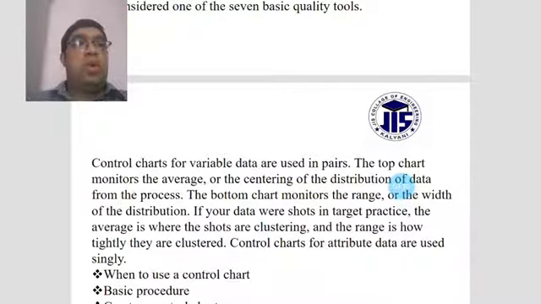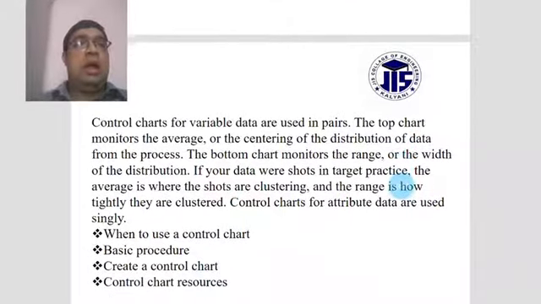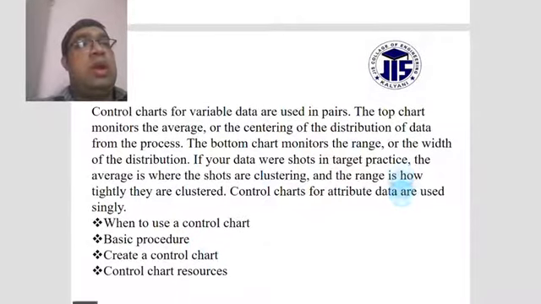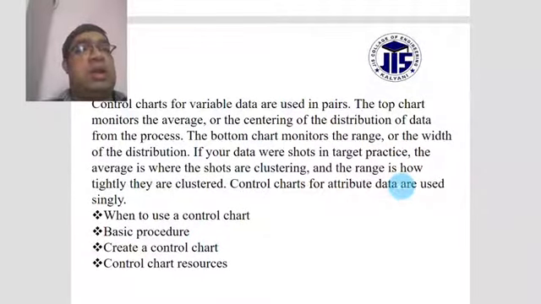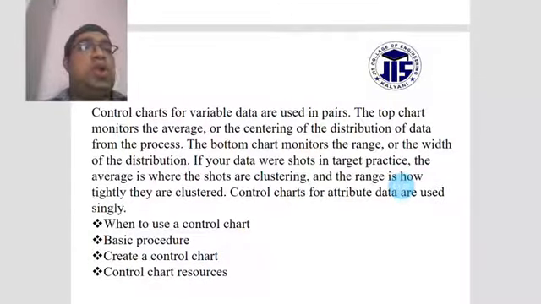If your data were shots in target practice, the average is where the shots are clustering, and the range is how tightly they are clustered.